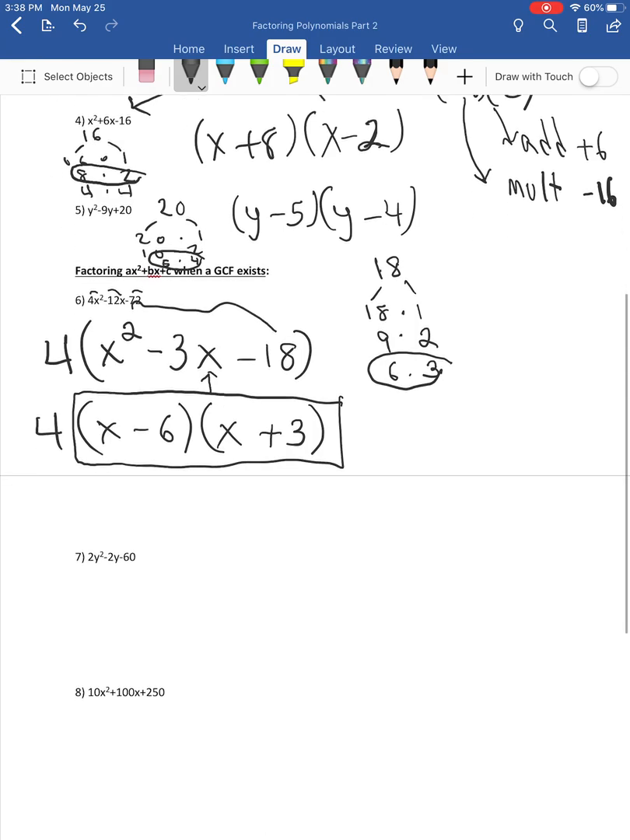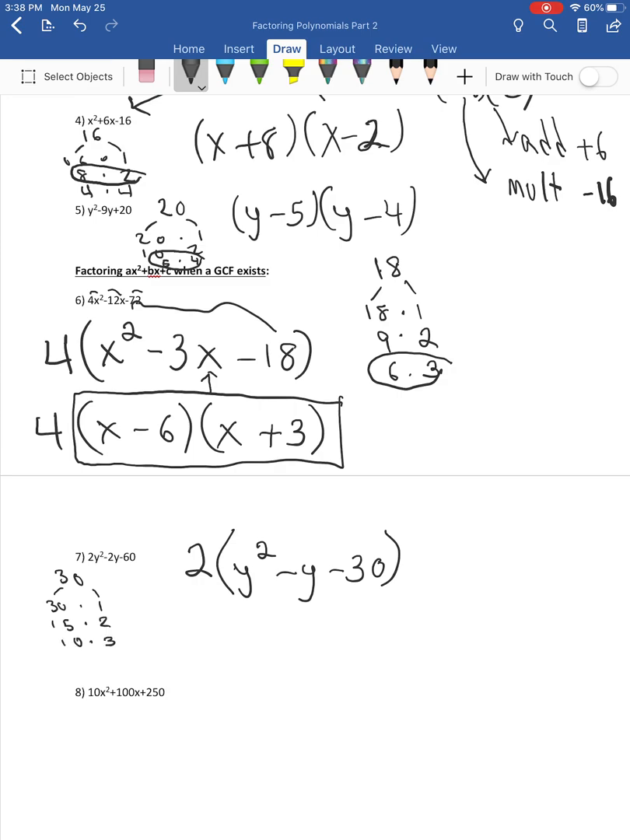All right, number 7, the GCF in 7 is a 2. So we're going to take out y squared minus y minus 30. Okay, this one's a little trickier. So let's make a factor tree for 30. 30 times 1, 15 times 2, 10 times 3, 6 times 5, and then that's it.